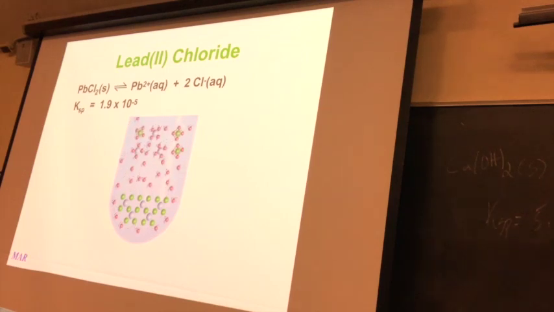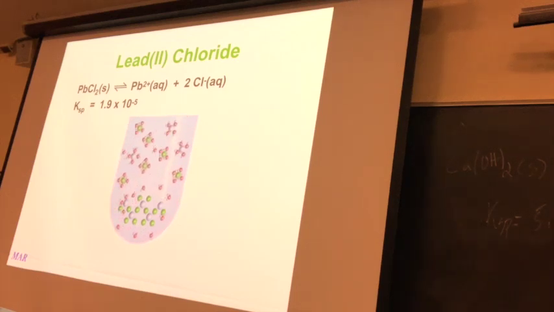When solid lead chloride is added to water, a small number of ions are released into solution. Those ions can reattach to the solid, while other ions can dissolve. A state of dynamic equilibrium is reached, in which the concentrations of ions are constant and can be described by an equilibrium constant expression.